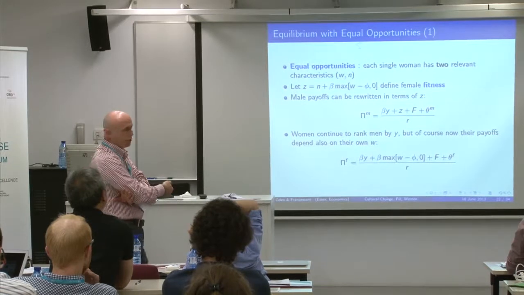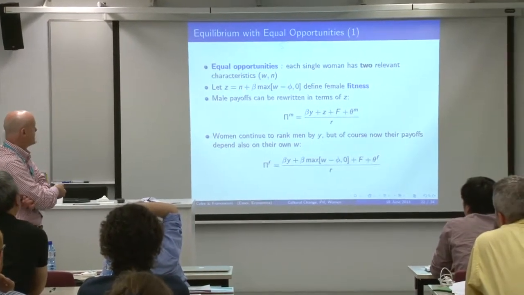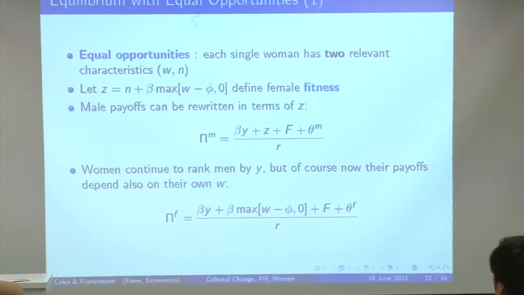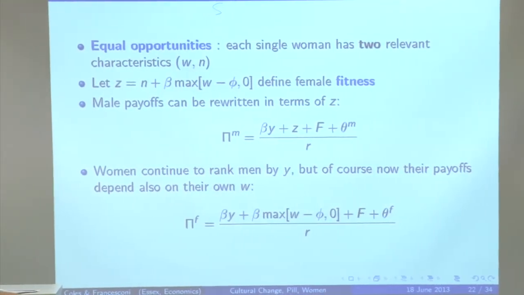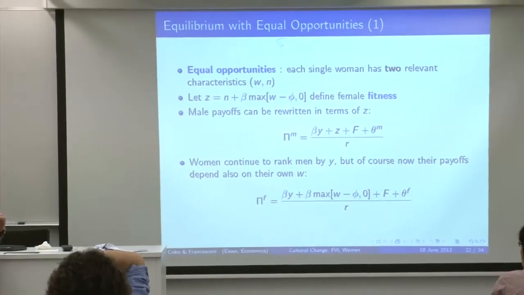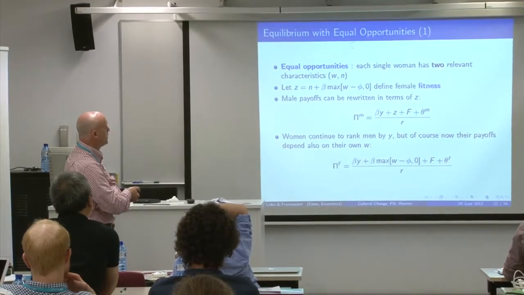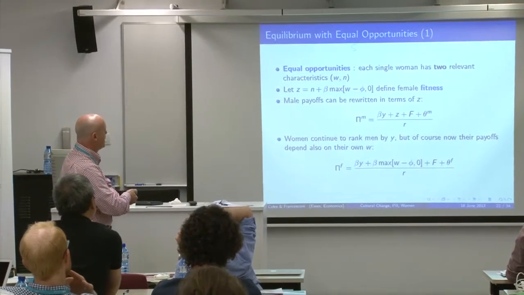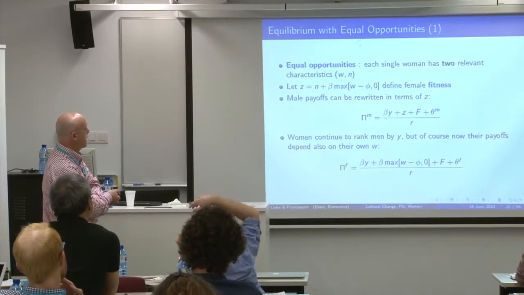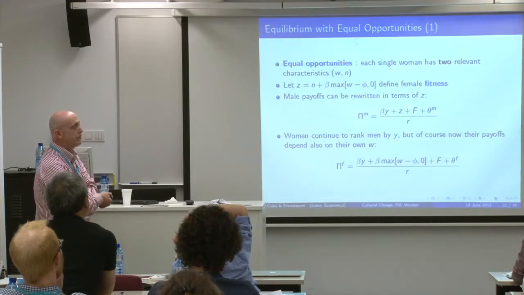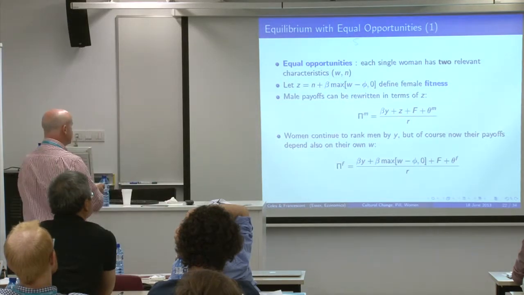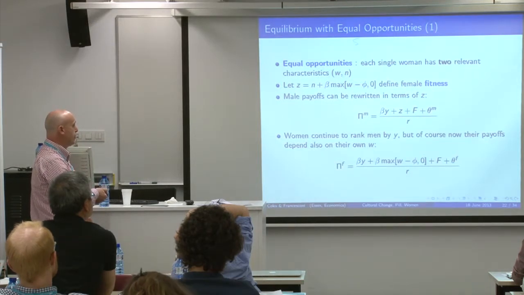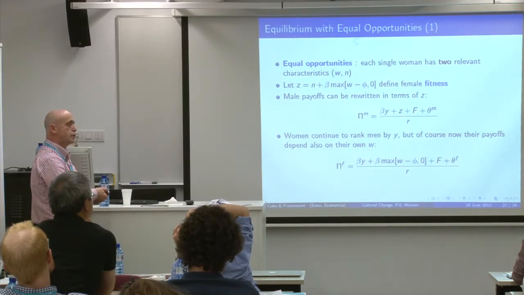And indeed, here is your point, Costas. Think of Z as being defined in this way. Let's call it fitness. So, one step back: now there are equal opportunities. Women can go to the labor market and earn something which is above Y under bar. Therefore, each woman will have two characteristics, W and N. Now, if you define this as her fitness, then the male's payoff can be reparametrized with only one characteristic, C. That's exactly the way we do it. On the other hand, the woman's payoff is going to depend both on her partner's earnings as well as on her own earnings.